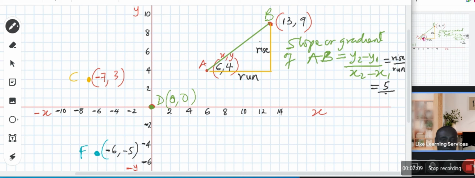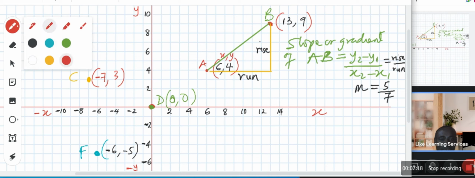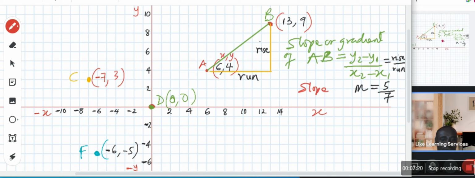So it's 5 over 7. 5 over 7 is what we call the gradient or slope, and is usually represented with m. So slope or gradient, which is m, is 5 over 7.